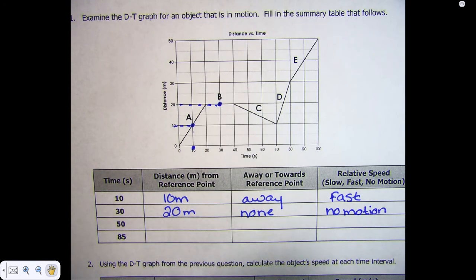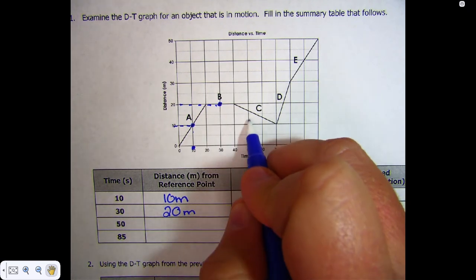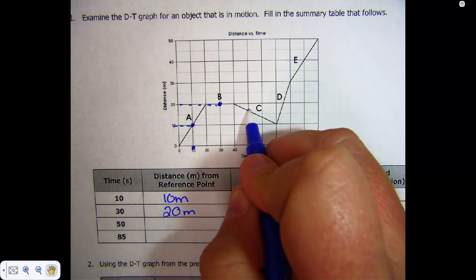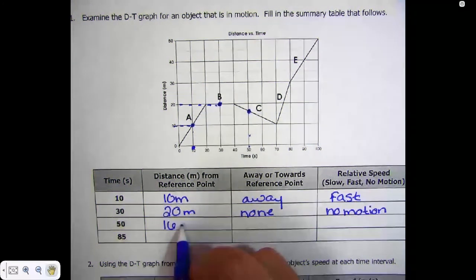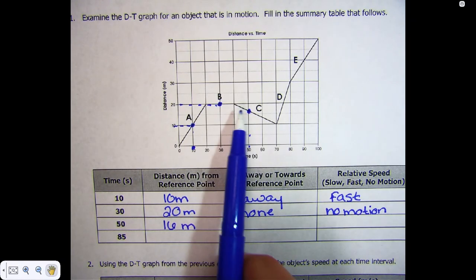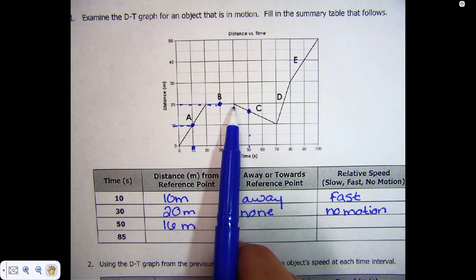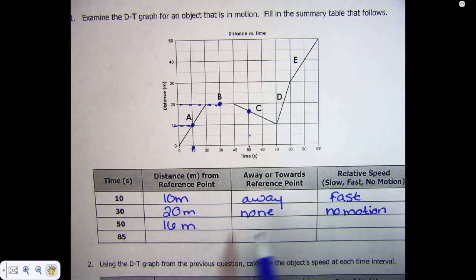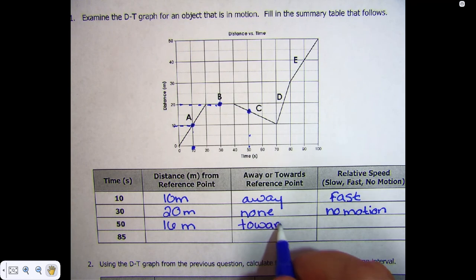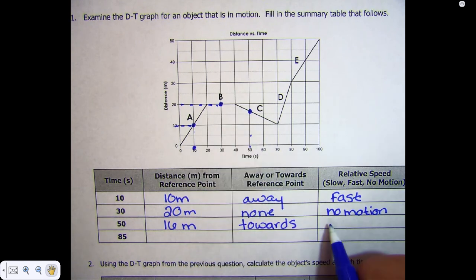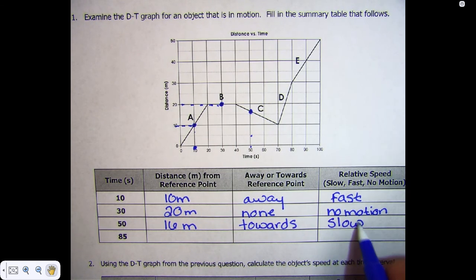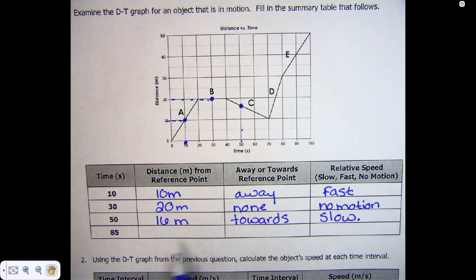Let's look at C, or 50, and then I'll let you do 85 by yourself. So at 50 seconds, which would be right here, how far away am I from my starting point? Well, I'm around 16 or 17. We'll say 16 meters. Is this line moving away or towards? Well, it's decreasing the distance, so it would be towards the reference point. Okay, this line, if I compare it to A, is actually a little bit slower. Okay, now I want you to finish this one.